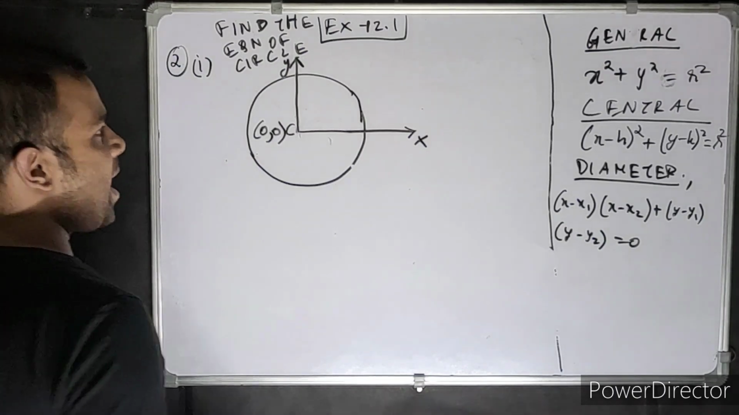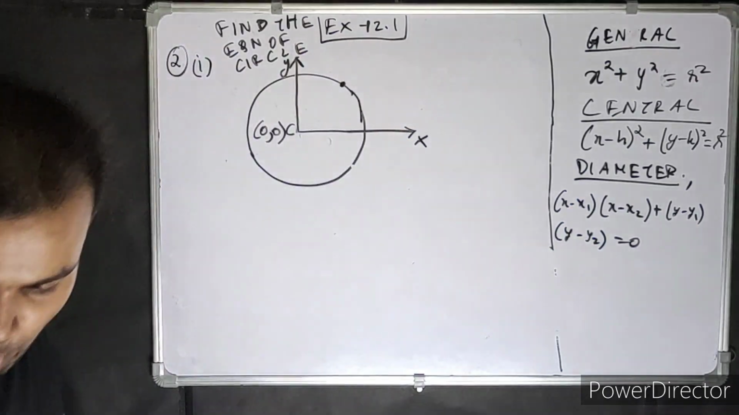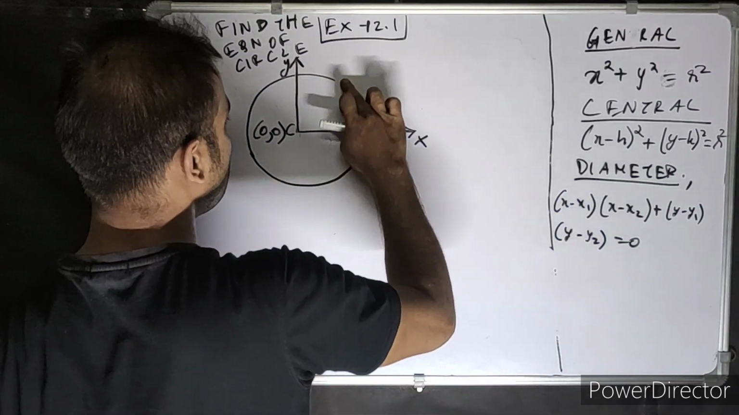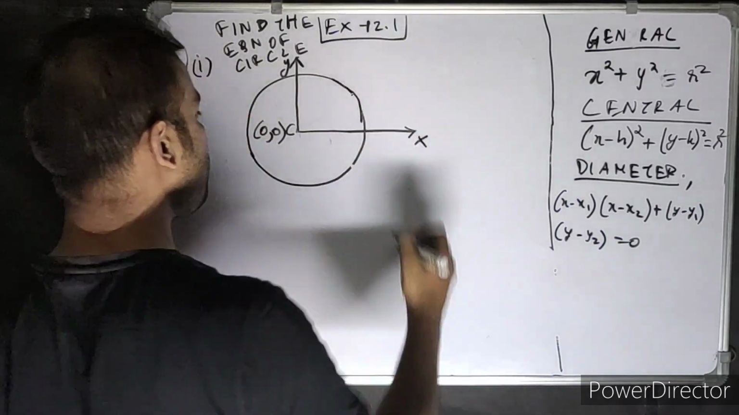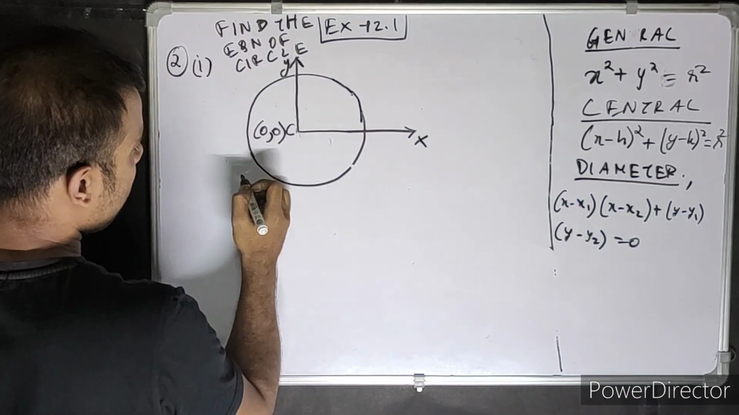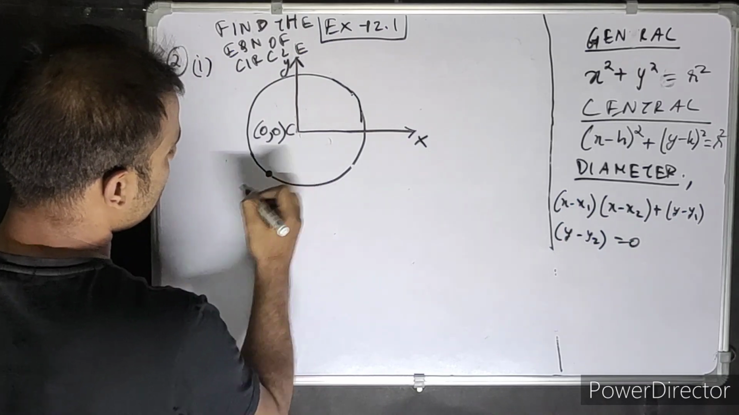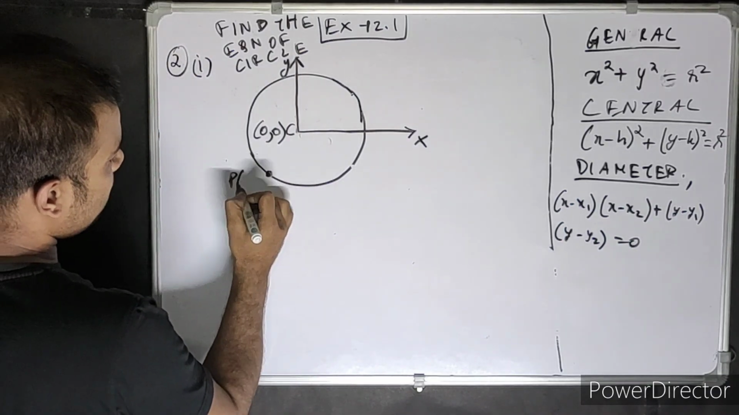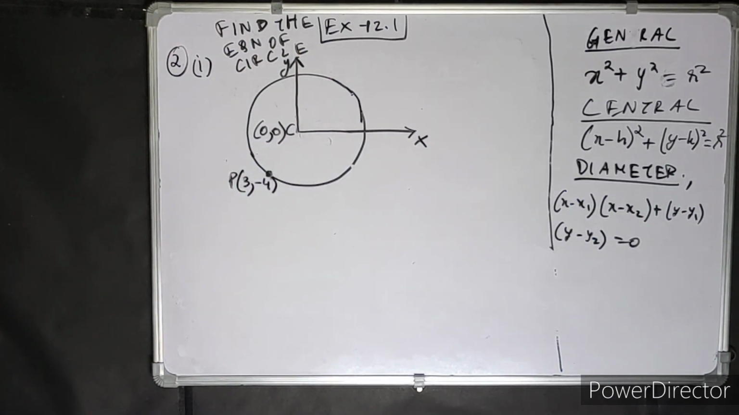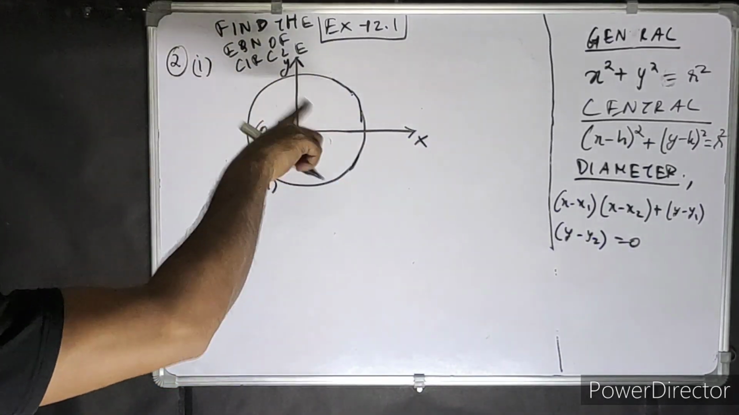Now it says that this circle passes through a point. Okay, let's say this is the point, and the point is given as 3 comma minus 4. Let's say here somewhere 3 comma minus 4, somewhere around here. Okay, so this is the point, say 3 comma minus 4. Anyway you can put the point. You don't have to draw this graph also, you can just understand this.